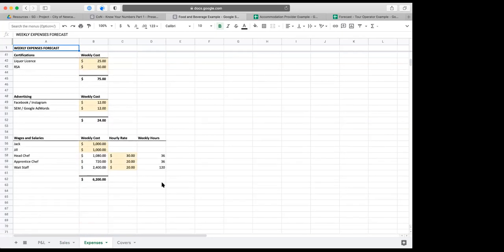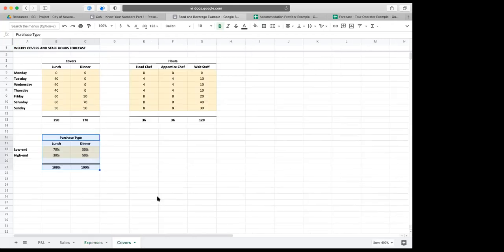Here we have forecast costs for Jack and Jill, the owners, and their employees. Jack and Jill plan to pay themselves $1,000 each per week and pay the other employees based on hours worked. The number of hours they each work is tallied from a little table that's also in the covers tab up here. And this makes an estimate of the number of hours each will require working through the days of the week.